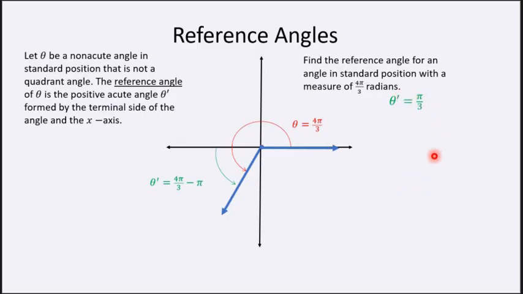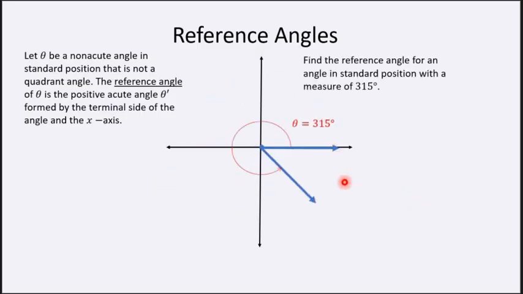This is actually the same example we just did. 4 pi over 3 is equivalent to 240 degrees. All right, let's look at another example.